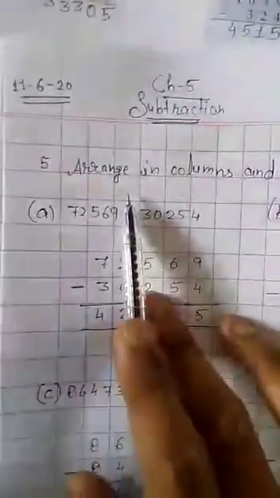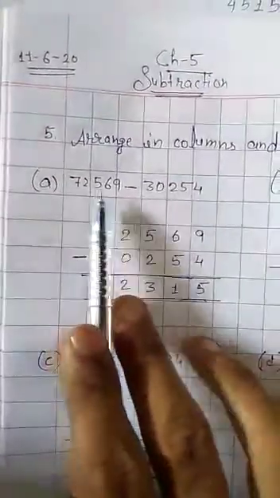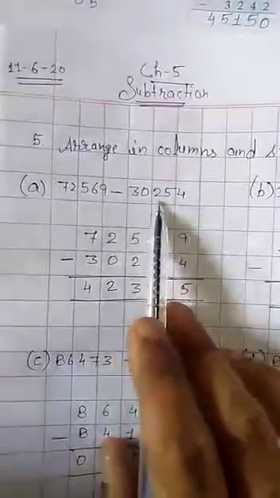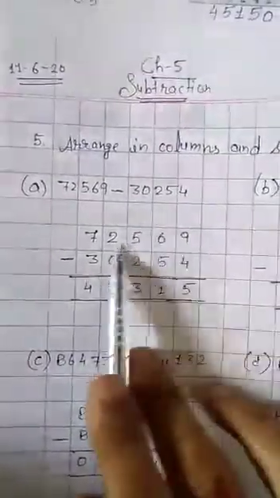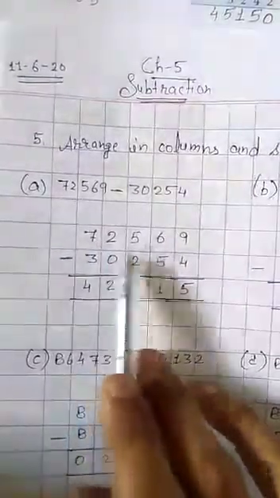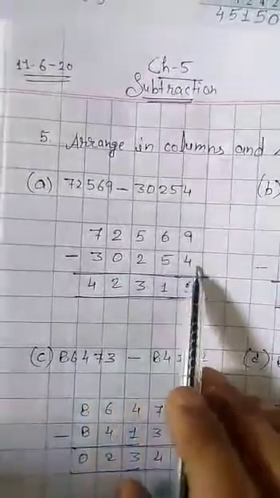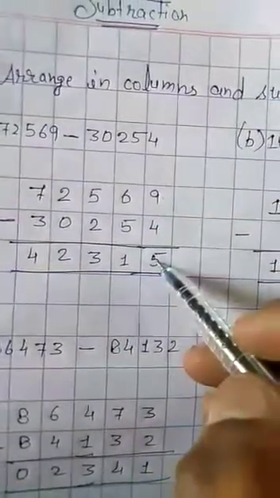Question number 5 is here. Arrange in columns and subtract. The A question of question number 5 is 72,569 minus 30,254. You will write the numbers in each column. 72,569 minus 30,254. Now you will subtract. From here, ones place. 9 minus 4 is equal to 5.